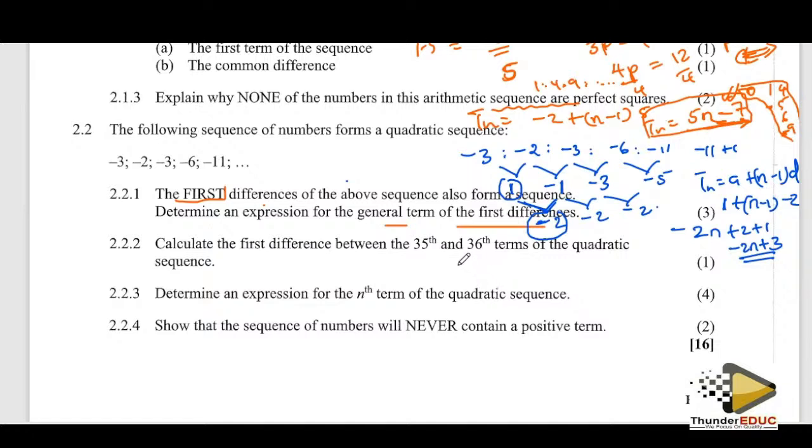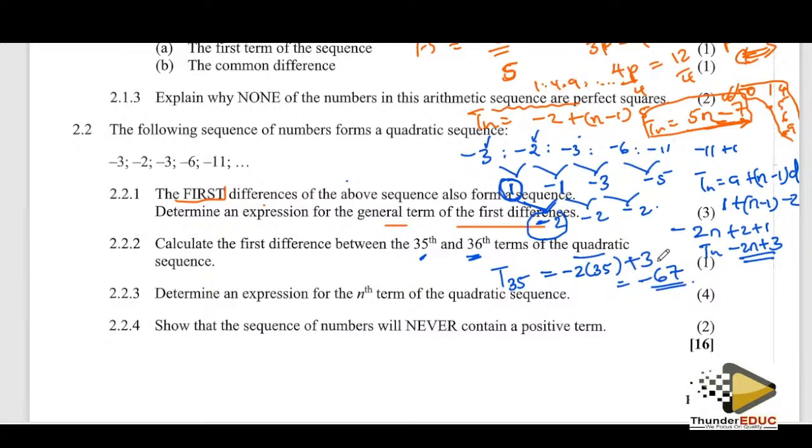Then calculate the first difference between the 35th term and the 36th term of the quadratic. Now, right from the general term that we obtained, this is what we're going to use. Remember, term number 1 of the arithmetic is between T1 and T2. Term number 2 is between T2 and T3, which means term number 35 of the arithmetic is going to be between 35 and 36. So you're going to say -2 times 35 plus 3. So that's -70 plus 3, which gives us -67.